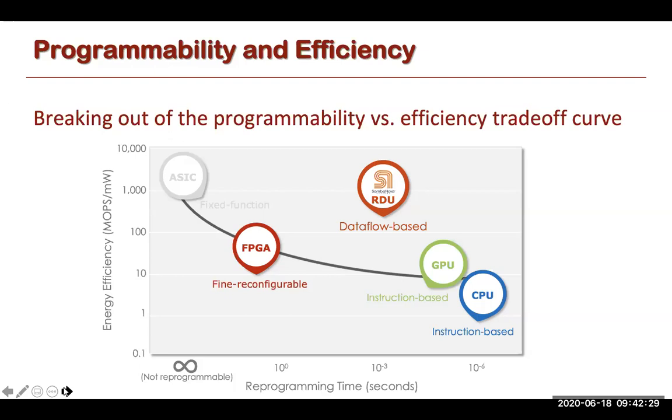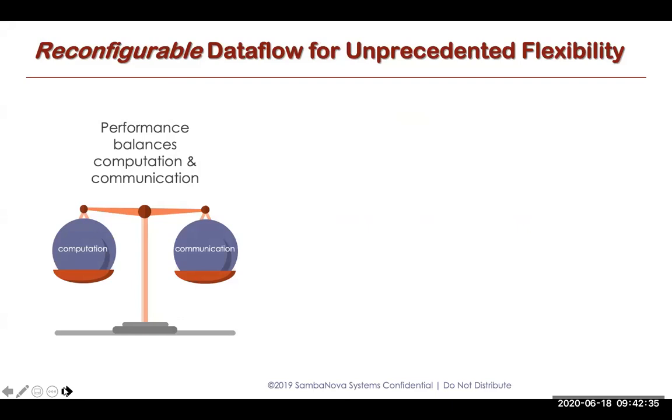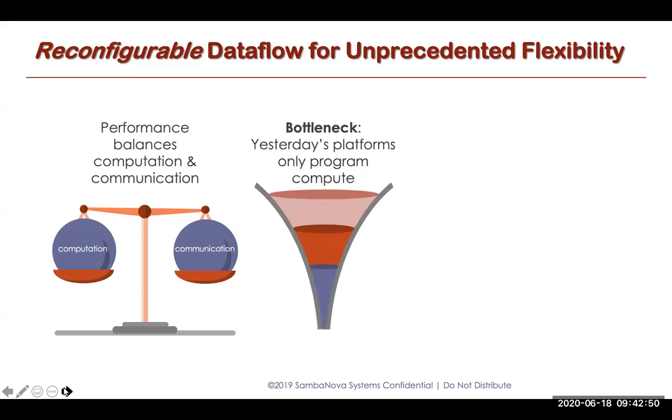So if you think about high performance, there's this fundamental tension between optimizing computation and communication. That's essentially what one wants to manage in a high performance implementation. And traditionally, if you look at conventional architectures, CPUs and GPUs, they haven't given you the ability to program the data or the communication, the data flow, right? So they focused on programming the compute.